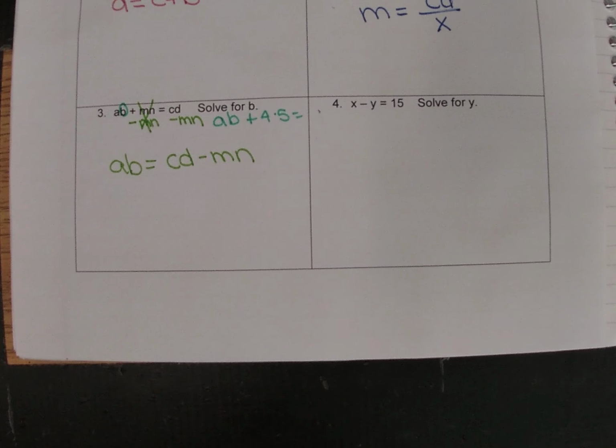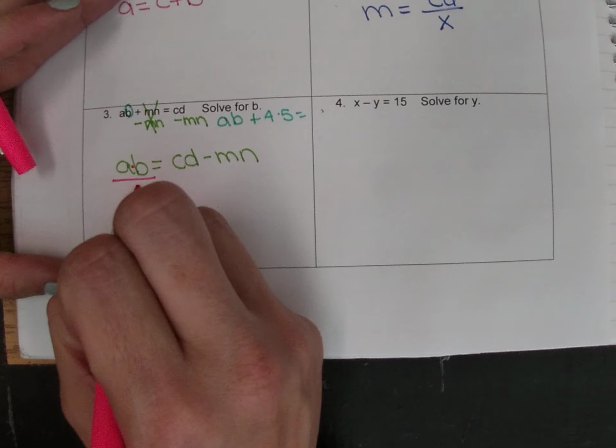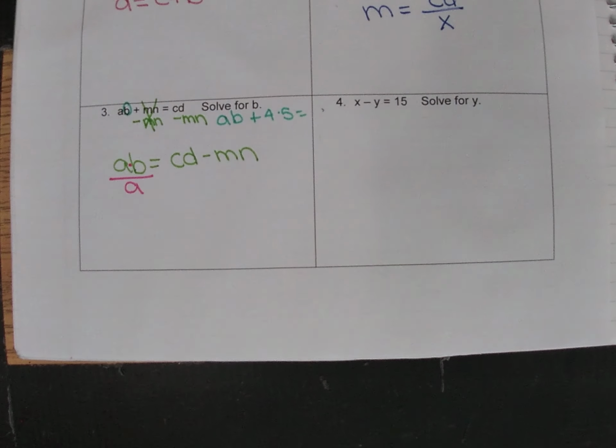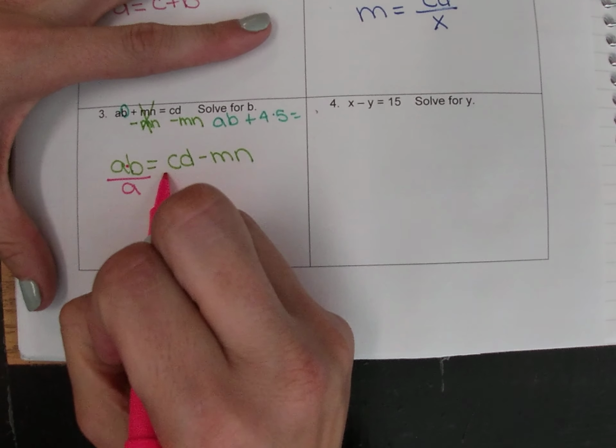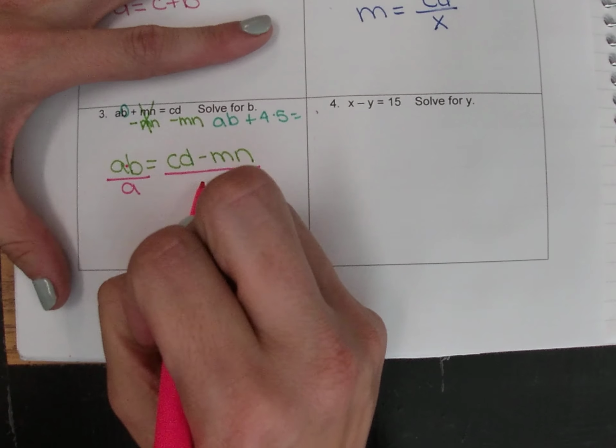Then our next step is going to be to undo multiplication. If we want to get b by itself, we have to get rid of that a. We undo multiplication when we don't see an operation at all. We know it's multiplication. We undo that with division. Now, remember, we've said this before. Multiplication and division are things that go all the way through. So we have to make sure this fraction bar comes all the way over.